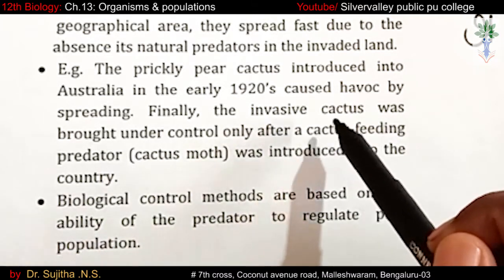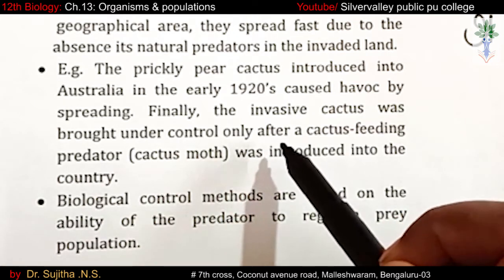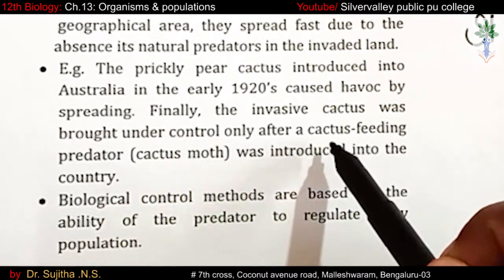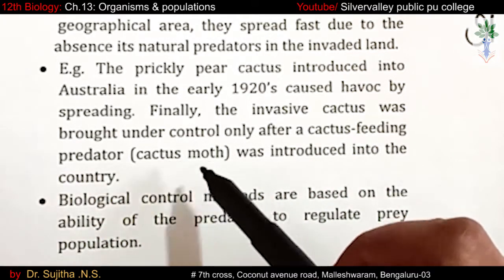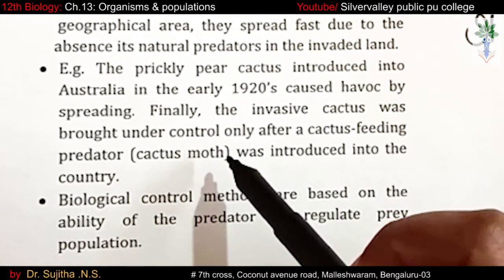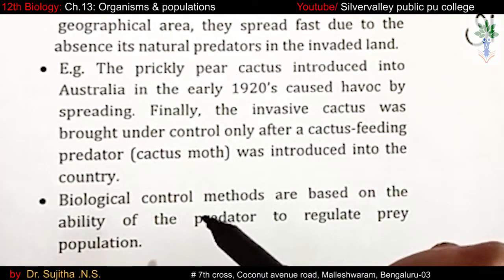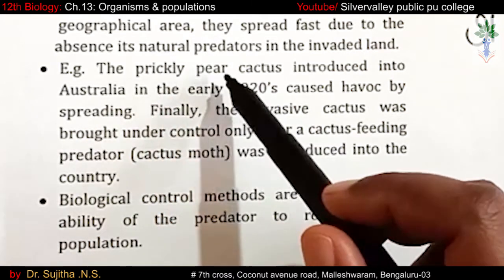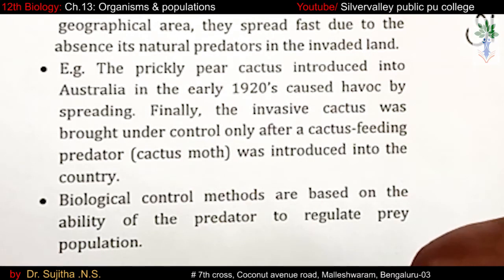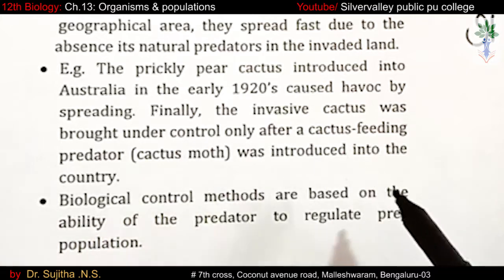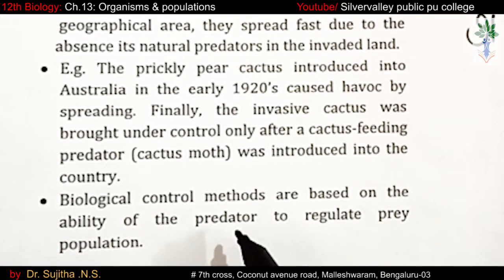Finally, this cactus was brought under control only after a cactus feeding predator was introduced. The name of this cactus feeding predator was the cactus moth. When the cactus moth was introduced, it brought down the population of the prickly pear cactus, because the cactus moth fed upon the sap of the prickly pear cactus. And this method is called the biological control method. Biological control methods are based on the ability of the predator to control the prey population.